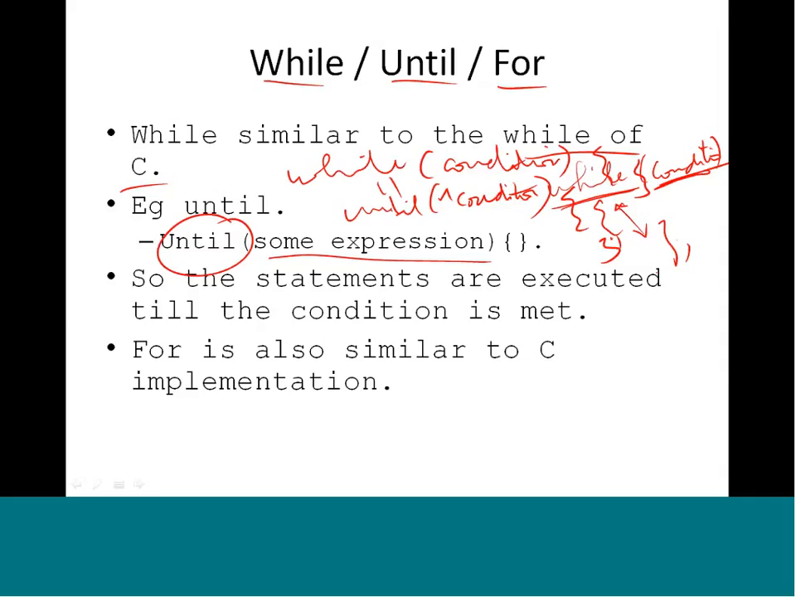The for is also very similar to the C implementation here. For dollar I equal to 0, dollar I less than some limit, and then we say dollar I plus plus. Then the block of code. So this executes this loop for 21 times, or 20 times rather.